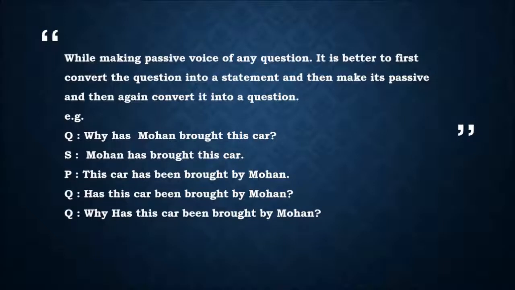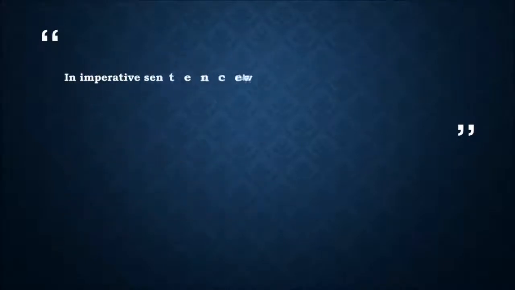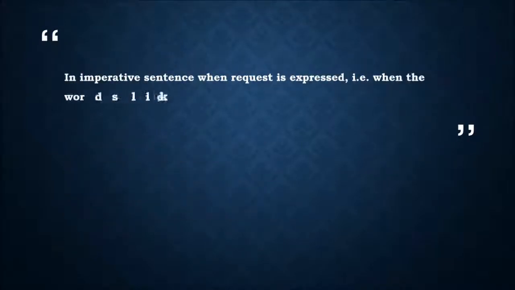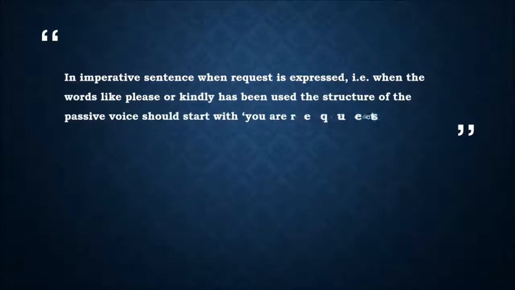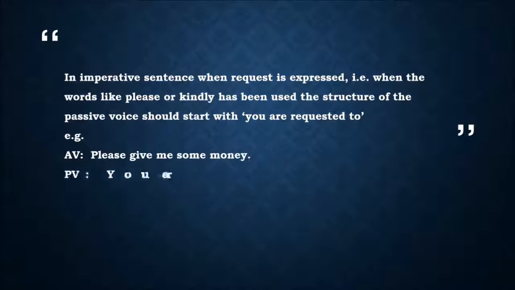K. In an imperative sentence, when a request is expressed, that is, when words like please or kindly have been used, the structure of the passive voice should start with you are requested to. E.g. AV: Please give me some money. PV: You are requested to give me some money.